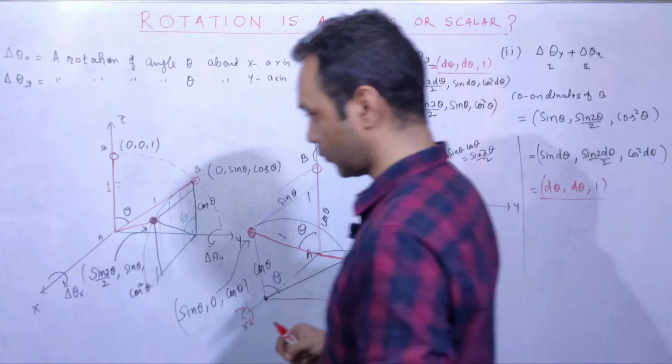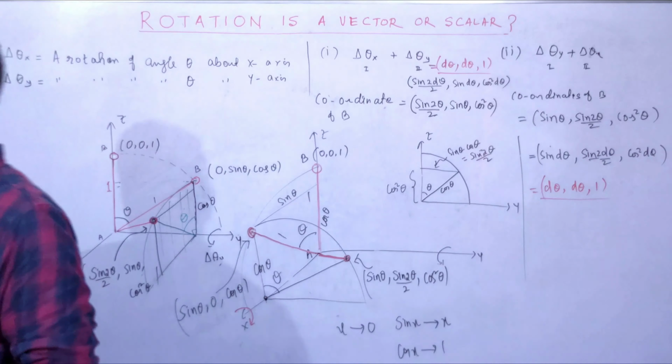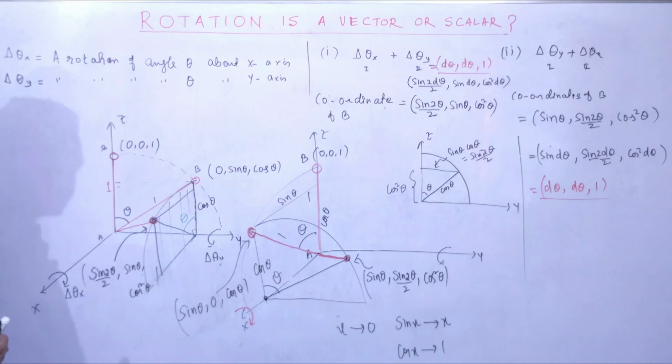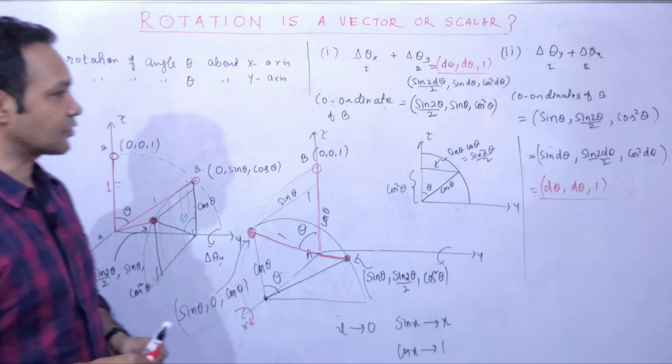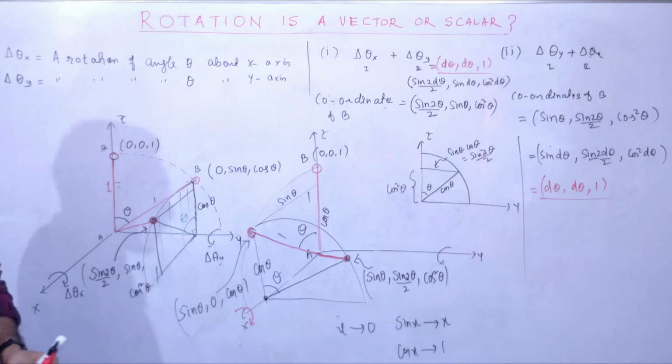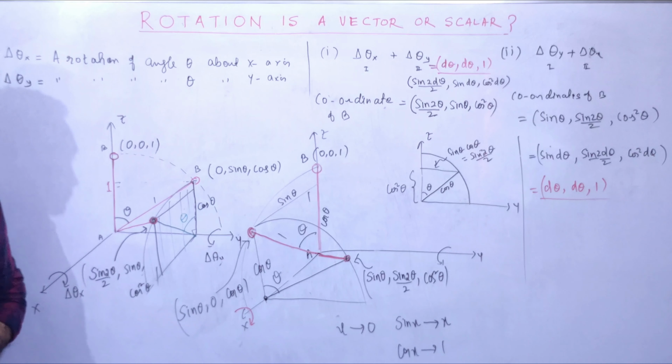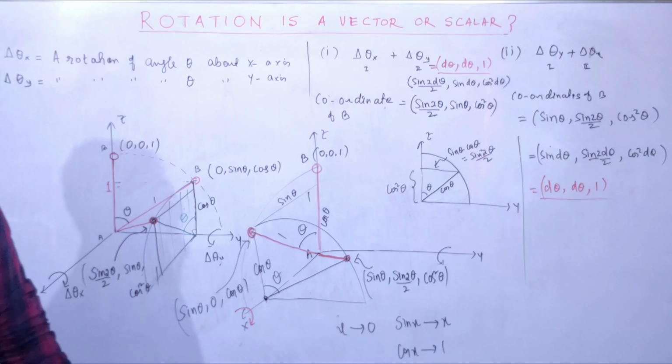So what we can conclude is that if the rotation is a finite, general rotation, then it is not a vector, but if the rotation is very small, infinitesimally small, then it can be treated as a vector.